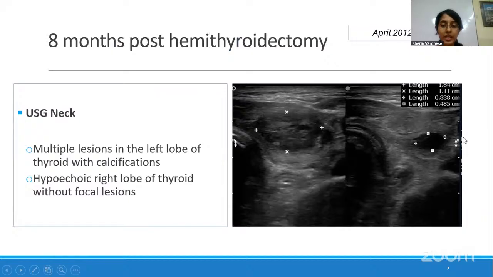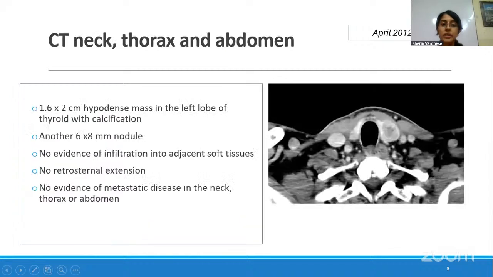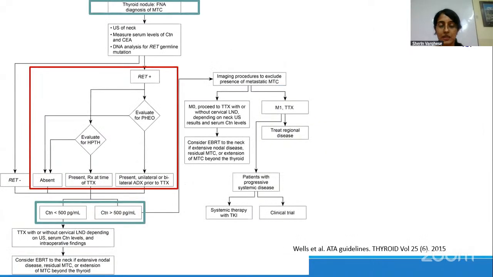An ultrasound of the neck was done, which showed multiple lesions in the left lobe of the thyroid with calcification. We undertook a CT of the neck, thorax, and abdomen, which only picked up the left lobe thyroid lesions. There was no structural lesion in the rest of the neck, thorax, or abdomen to suggest metastasis.